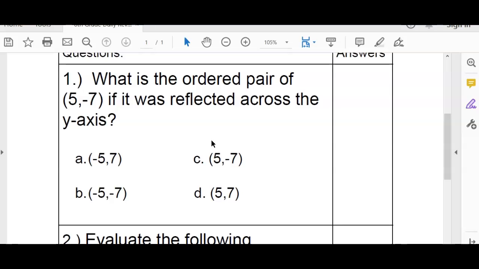It says, what is the ordered pair of 5, -7 if it was reflected across the y-axis? So if we reflect across the y-axis, what do you know is going to be true? Sam? Good, the y stays the same. So if I rewrite my ordered pair, I have always x comma y. And so we know our y is staying the same. So the second number is -7.